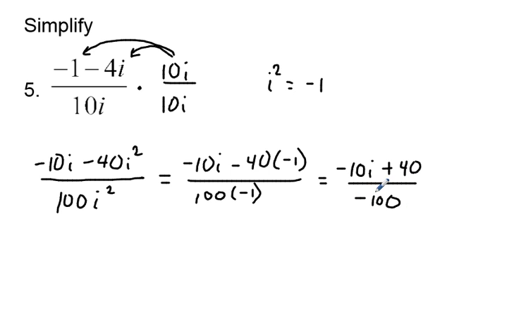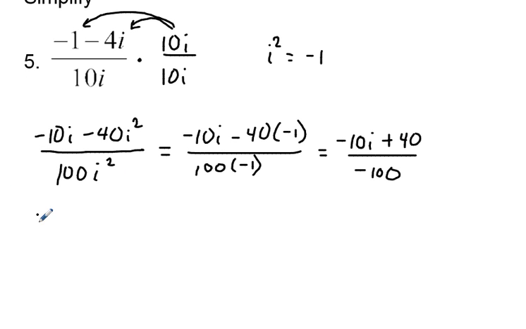Okay, the next thing we need to do is simplify this whole term here. So in order to do that, we're going to split it up. Remember that the negative 100 is dividing the negative 10i in addition to the 40. Now I'm going to write the 40 first because that's the real part. So 40 divided by negative 100. And then I'm going to write the imaginary part, minus 10i divided by negative 100.